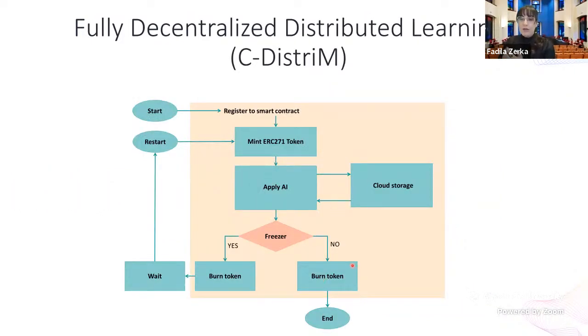The process of our decentralized distributed learning framework, named Chain Distributed Learning, or CDISTREAM for short, starts when a partner registers to the Ethereum smart contract. It gives them the time to train a model and then save it to the cloud. After that, the process ends. When this process has ended, the next partner on the list can perform the same steps.